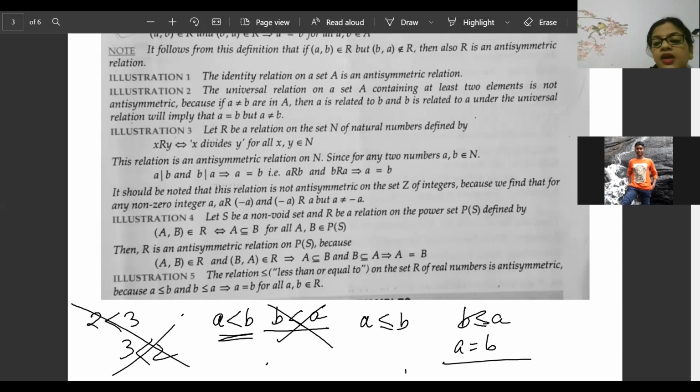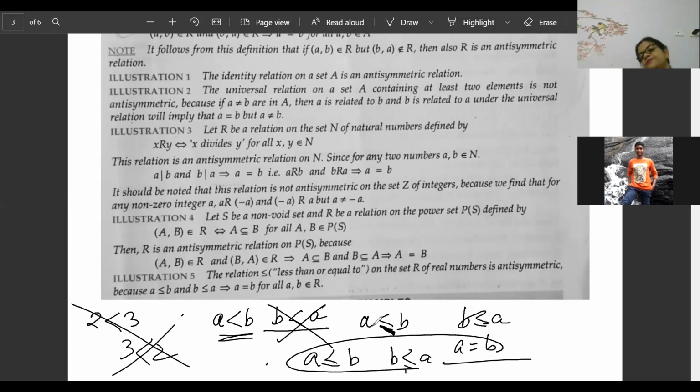But here down, the equal to sign is there. So till this equal to sign is there, it will be perceived that if A is less than or equal to B, and B is less than or equal to A, that means A is equal to B. A is equal to B. I hope you might have understood this part.